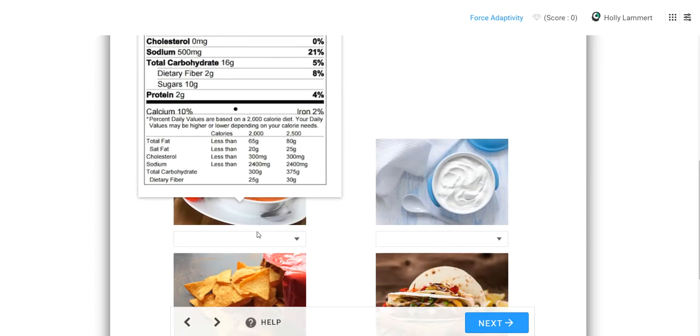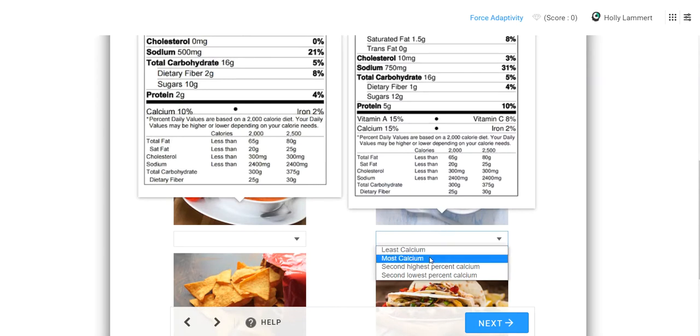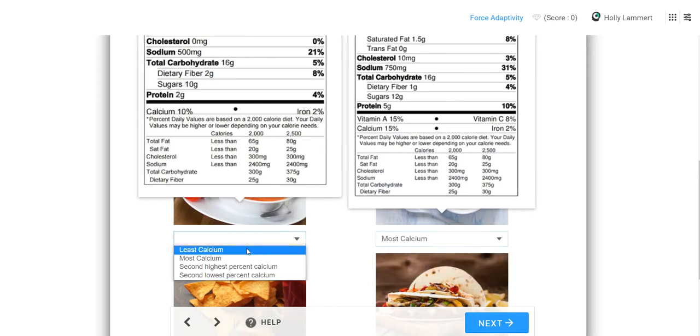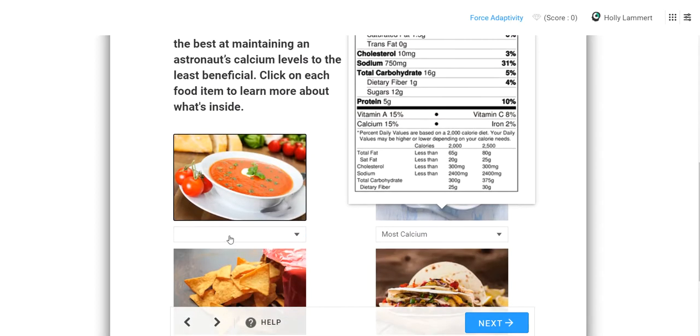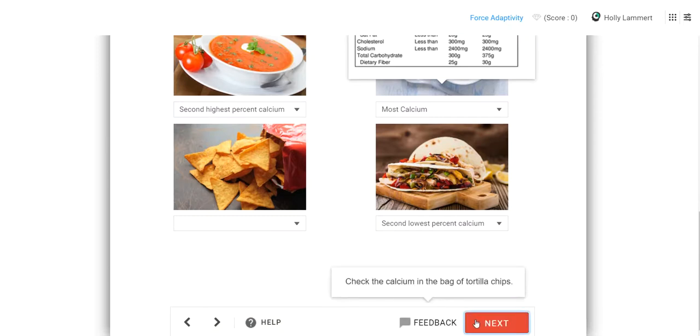And then between these two, we had yogurt with the most calcium. And some, what even is this? Yeah, some tomato soup. Second highest. There we go. Oh wait, I didn't get that. Lowest.